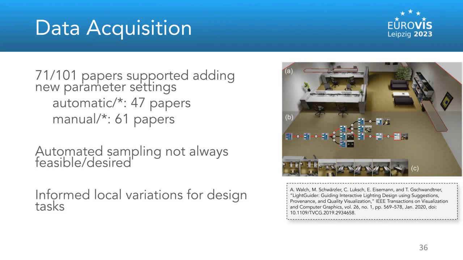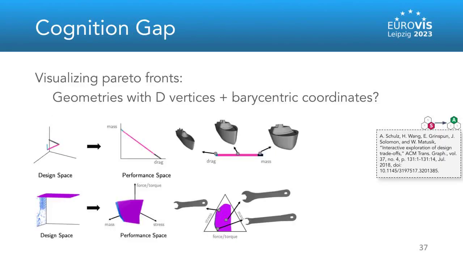Additionally, papers in our survey suggest that designers want to quickly iterate on solution candidates. But we didn't see any proposal as to how such local variations can be intuitively produced. Sedlmair et al. also mentioned the cognition gap, which had to do with understanding high-dimensional spaces. Specifically, they mentioned the problem of visualizing Pareto fronts for more than 2 metrics.